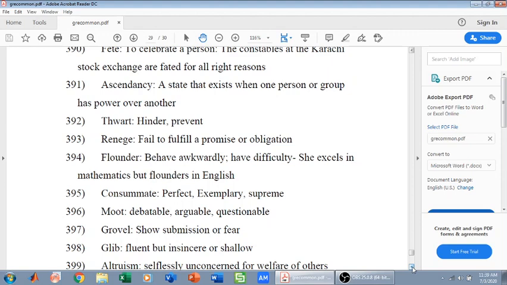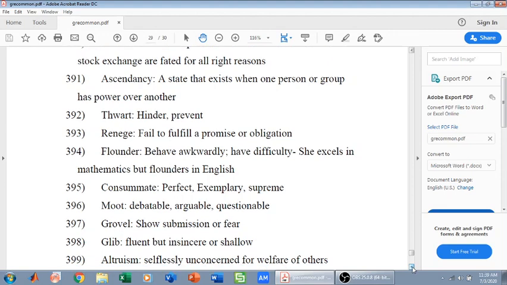Glib means fluent but insincere or shallow. Glib means fluent in talking, very verbose in talking, very outspoken, but is insincere or shallow. We all have some friends who are very glib, who are very fluent. They will say that I can do everything for my friends, but in reality they will not do anything. So they are examples of glib.